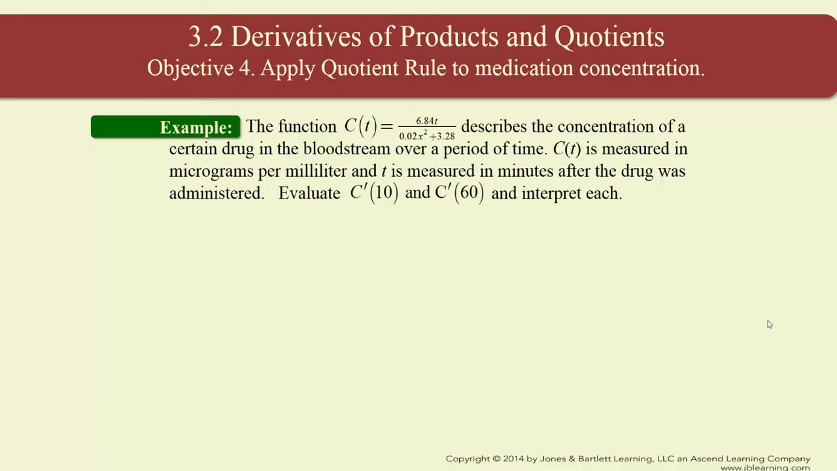So at this point in time, that's it in section 3.2, the product rule and the quotient rule. We've done several examples. We've done some applications. We've done some of the homework problems. So go ahead and get started in the homework and work through the homework in section 3.2.